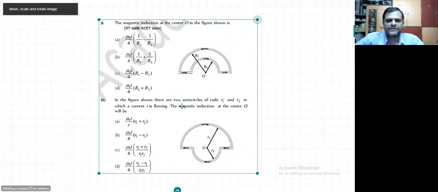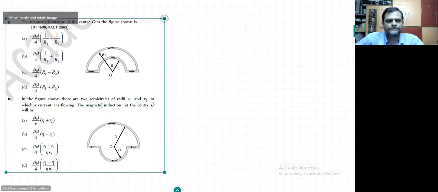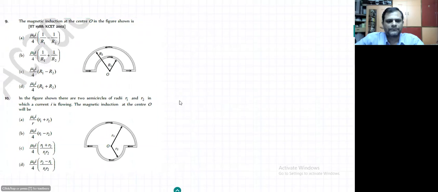Let us read this question carefully. See here, both of these questions are just similar. That's why we are doing them parallelly. See, the magnetic induction at the center O in this figure is... तो यहाँ पे O point पे हमको magnetic induction root के निकालना है.